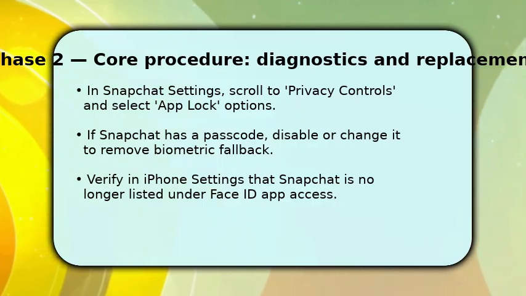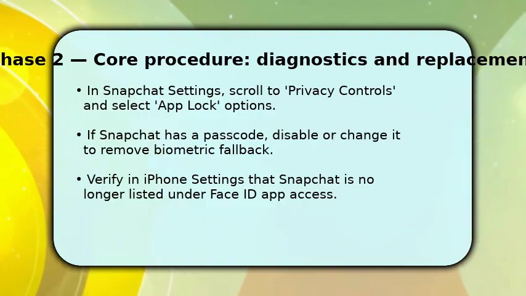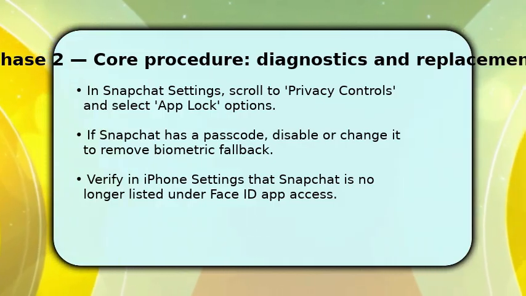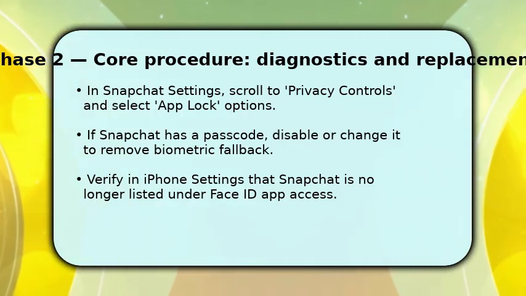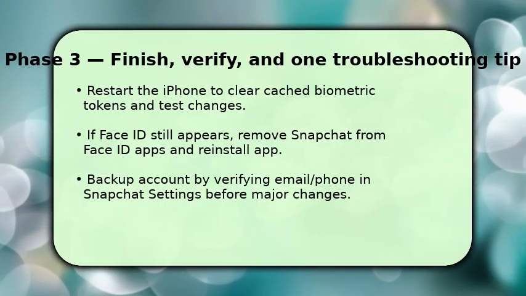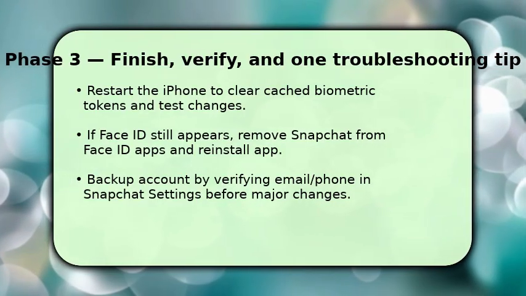Once done, try relaunching Snapchat. It should prompt for the app passcode or account password instead of Face ID. This prevents automatic biometric unlocks. Finish by restarting your iPhone. A reboot clears any cached biometric tokens and ensures your changes take effect.